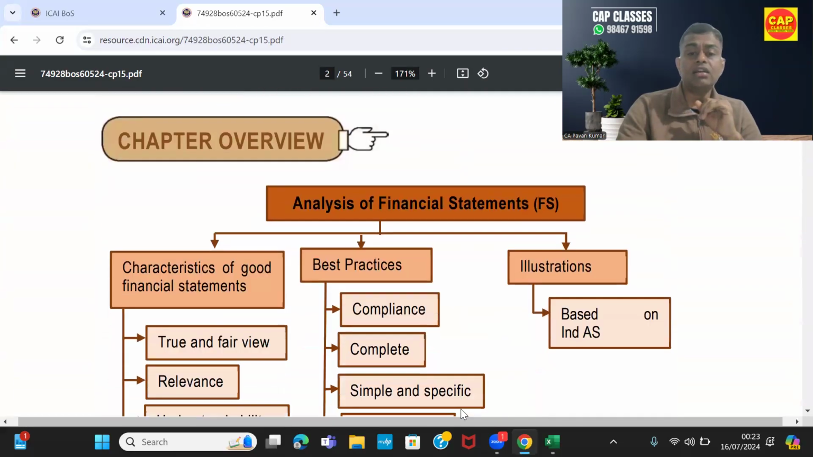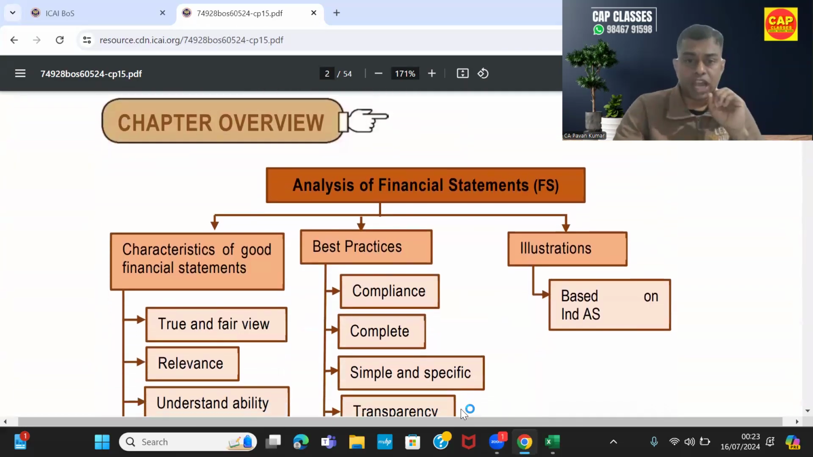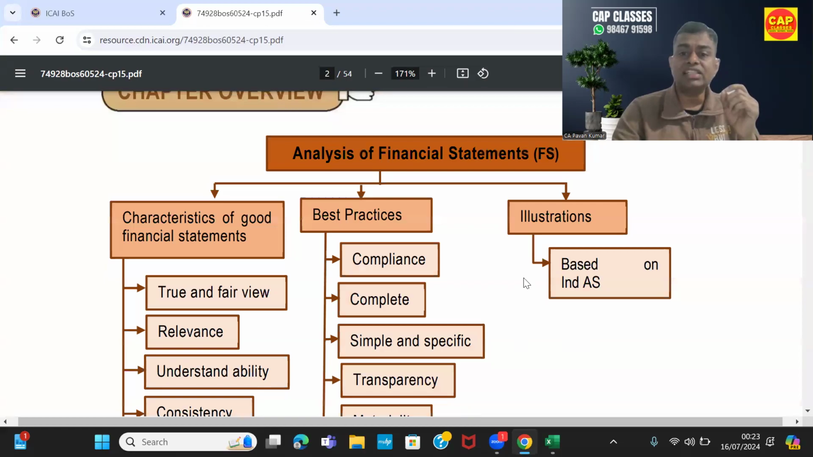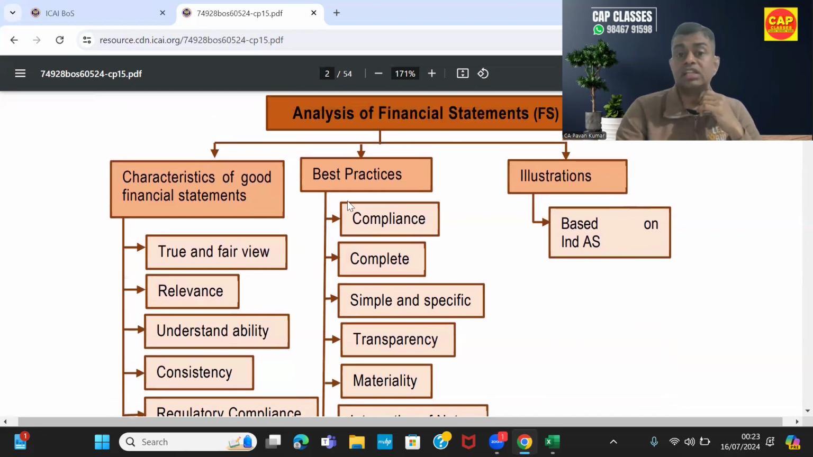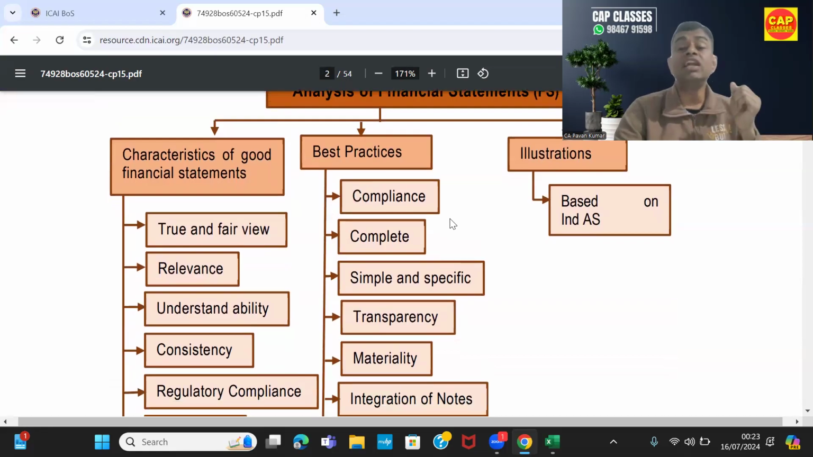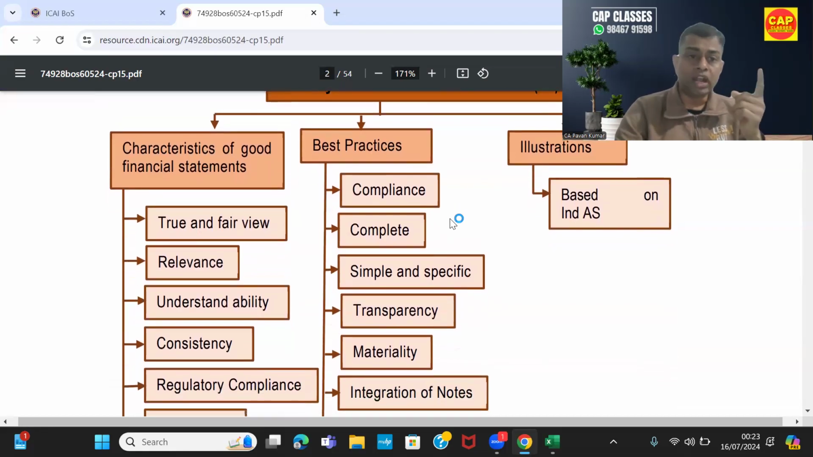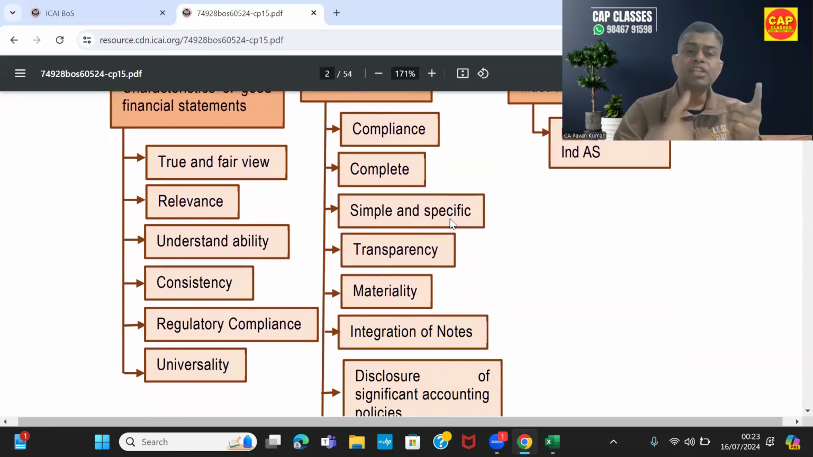Now, if you look at the overview of the chapter given on the second page, analysis of financial statements, there are 3 bullet points. One is characteristics of good financial statements. Second one is best practices in financial reporting. And third one is illustrations based on Ind AS. One, characteristics of good financial statements: true and fair view, relevance, understandability, consistency, regulatory compliance, universality.